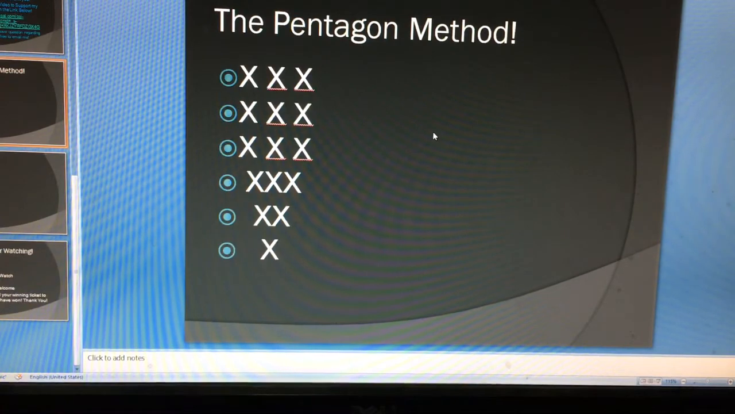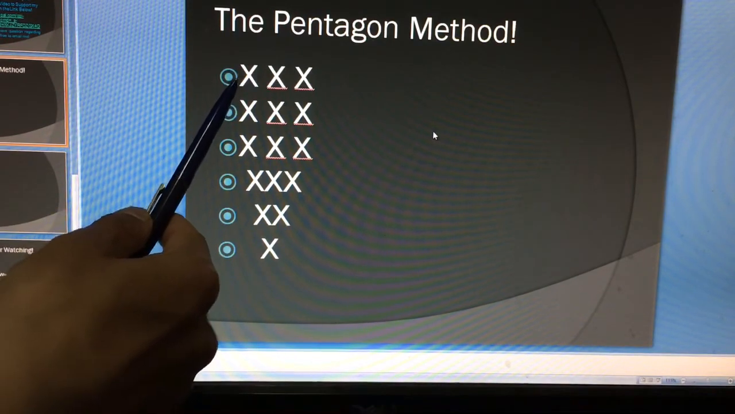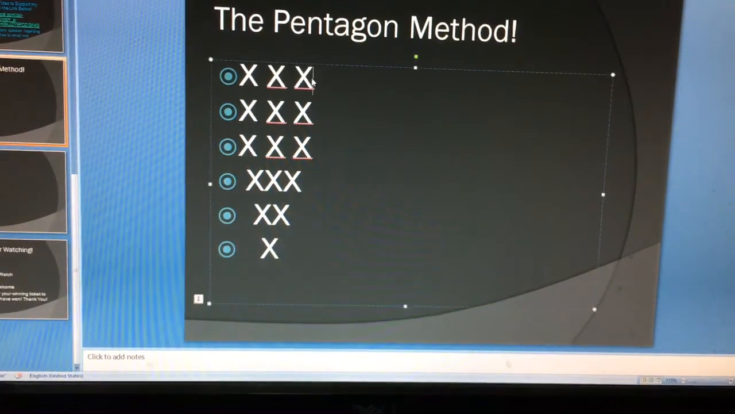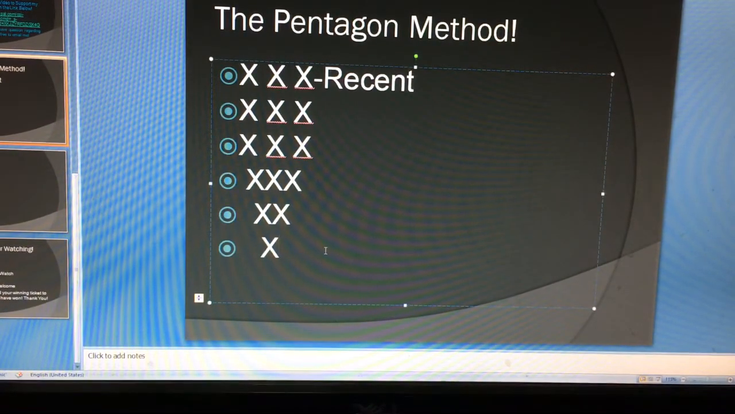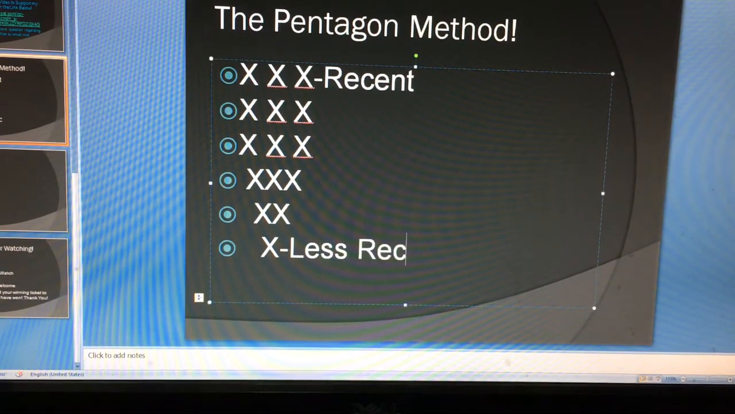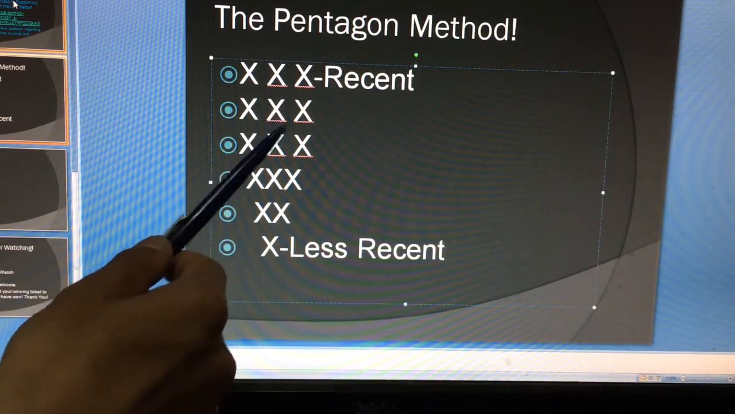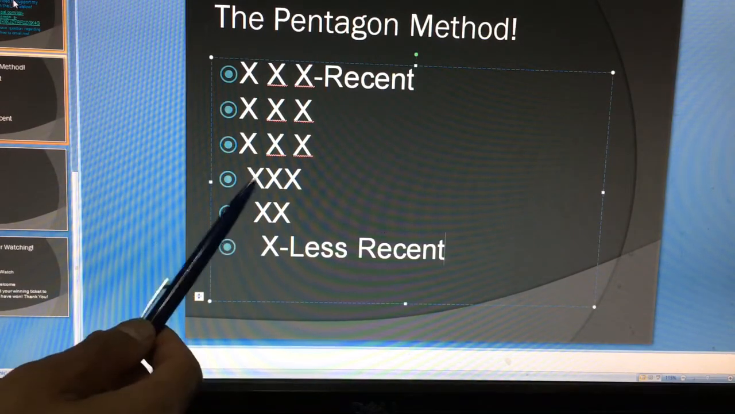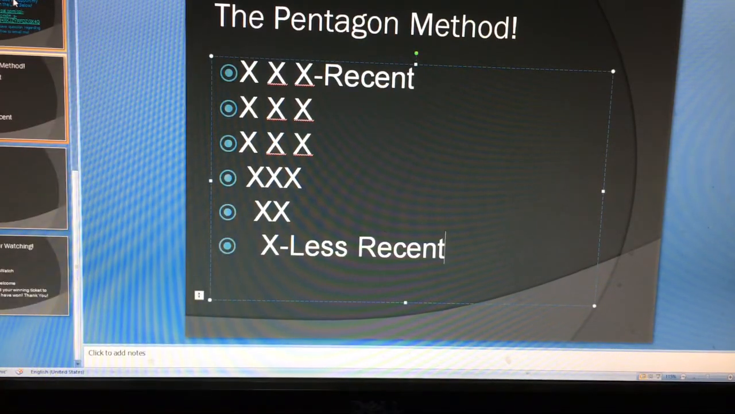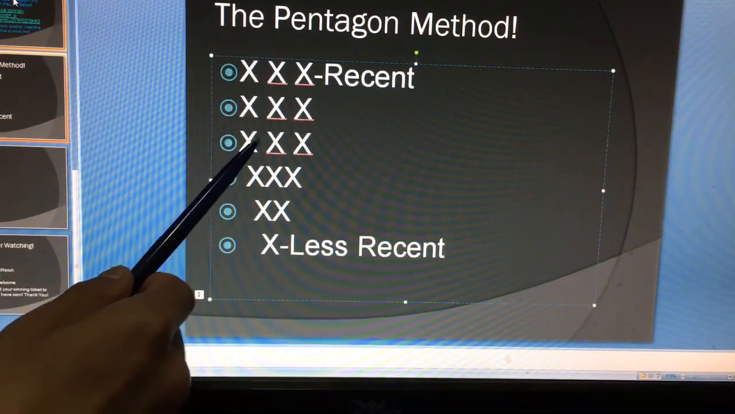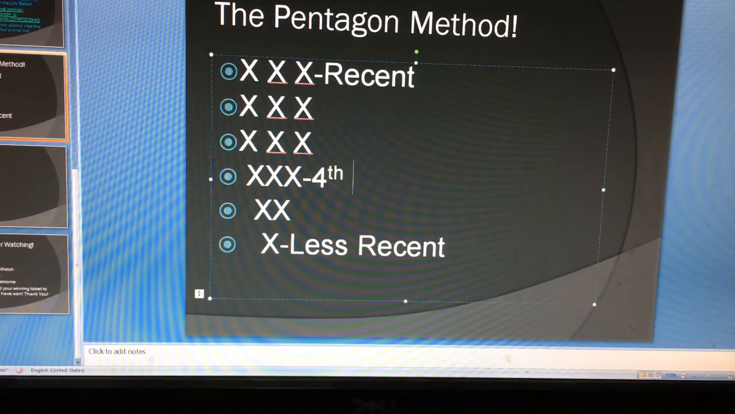How do you organize? You organize from the most recent. So the top one should be the most recent. Here is your most recent number to your less recent number. Okay, so after that, your last 3 draws, your 4th draw should be here, going across. Don't screw it up. First draw, second draw, third draw, 4th draw. So your 4th draw should be here, going across.